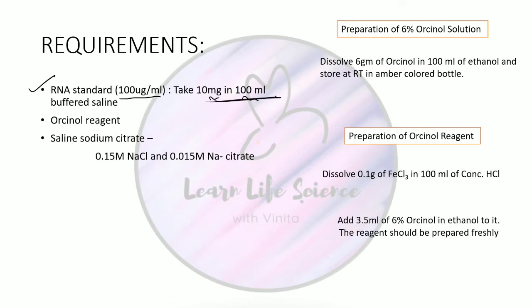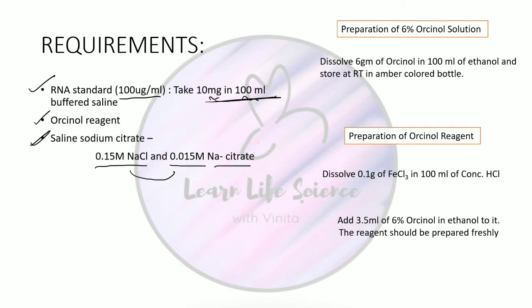You will have to prepare the RNA in a buffered saline. You can see here I have mentioned the saline composition. You will have to prepare the saline separately for the RNA standard preparation. The second requirement is Orcinol reagent. For saline sodium citrate preparation, you will require 0.15 molar NaCl and 0.015 molar sodium citrate. You will have to prepare both solutions in 100 ml. That will give you your saline sodium citrate solution.